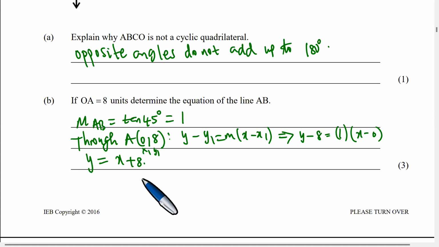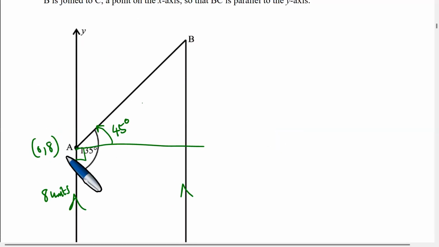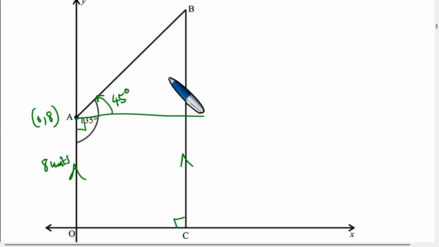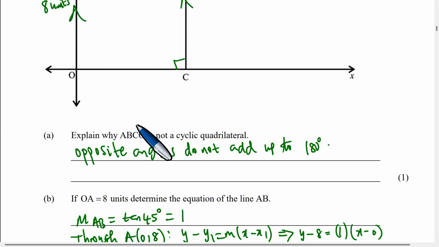So that is exactly what we had to obtain: the equation of the line AB. We know that the line AB passes through the point A, whose coordinates are (0, 8), and the angle of inclination is equal to 45 degrees.